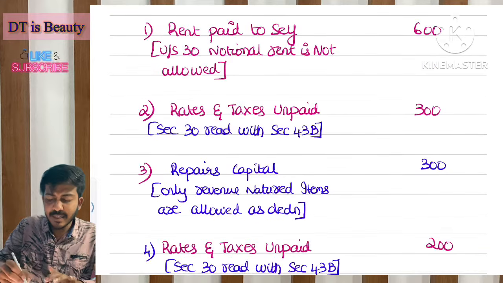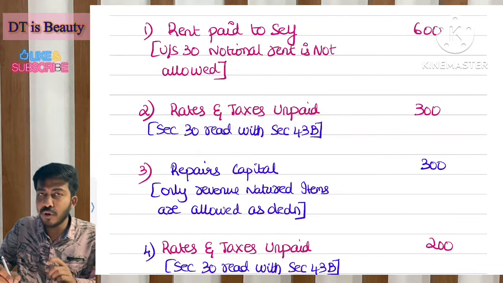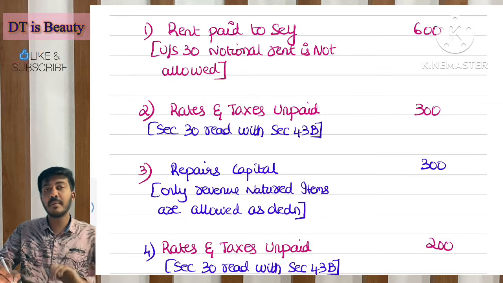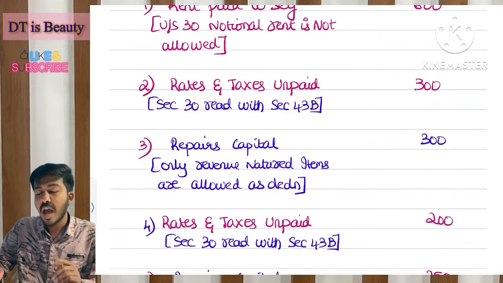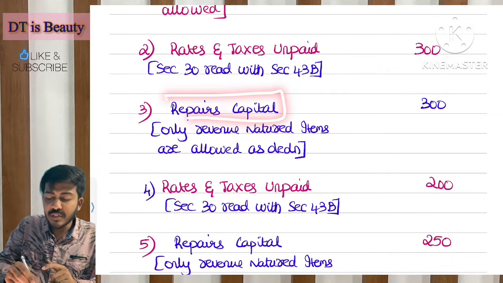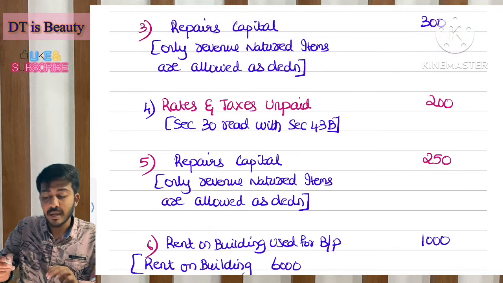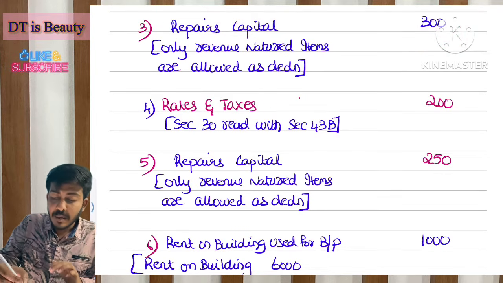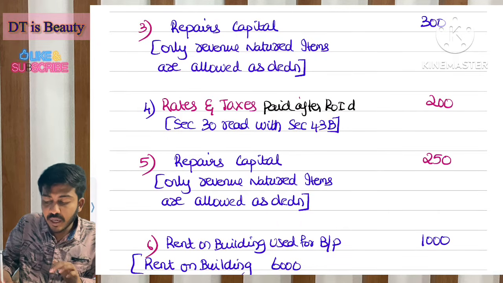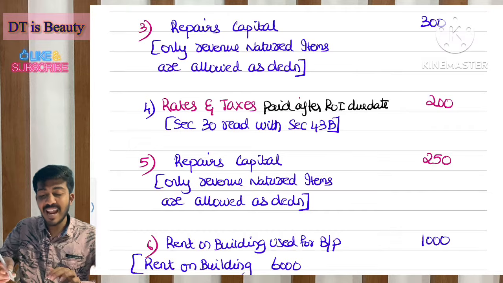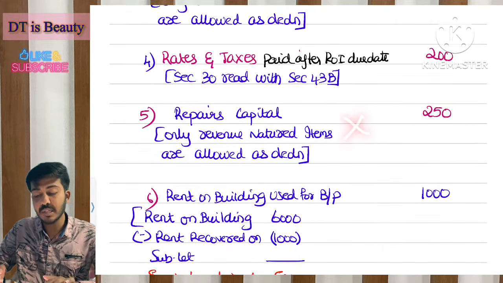Simple. Okay, rates and taxes, just now I have said, when you read it with section 43B, it says that the amount which is paid only should be taken, that too the paid amount should be before income tax due date, and we have learned that 300 rupees is unpaid, therefore I have added it back. Come to the repairs, capital in nature, it should never come, so I am adding it back. Rates and taxes unpaid on a rented building, it is in fact paid after return of income due date. True. So that I will add back. And repairs capital in nature for a rental building, it should never come inside the business P&L.